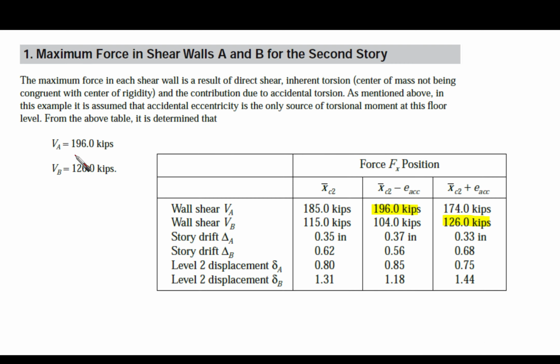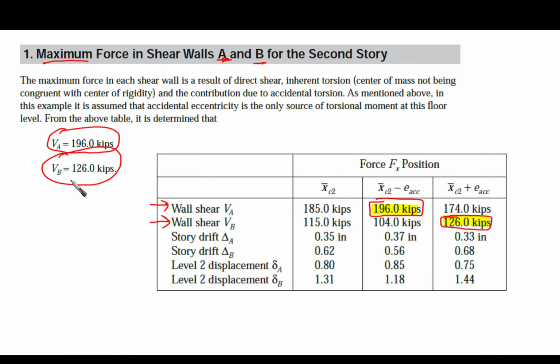So let's go and see how we are going to solve for the first one. The first one is what is the maximum force in wall A and B for the second story. From the table, we want the maximum, so we look at the shear in wall A and wall B, and we have 3 cases here. For wall A, from these 3, we get the maximum, which is 196. And for wall B, the maximum is 126, which is this one. So this is the maximum.